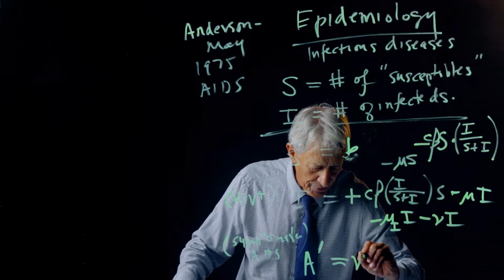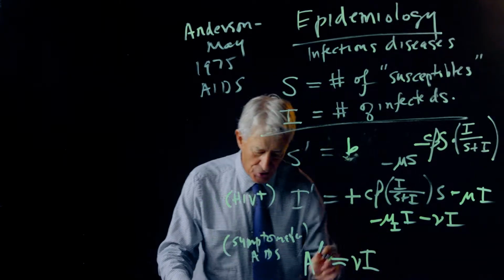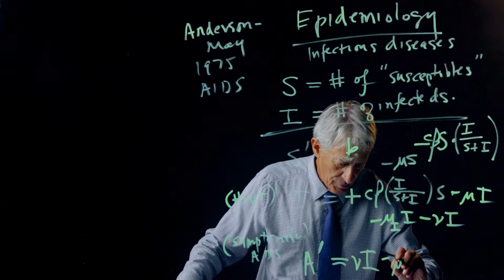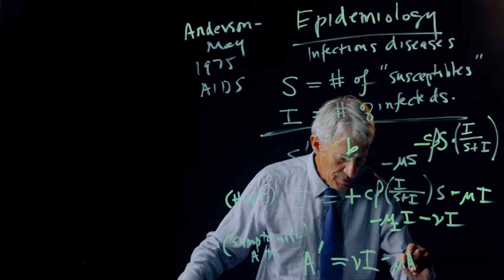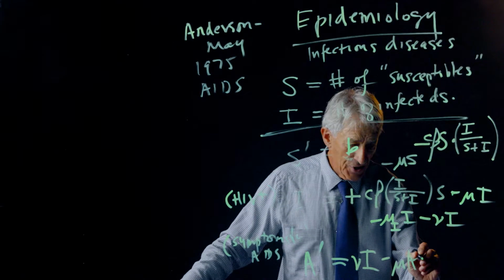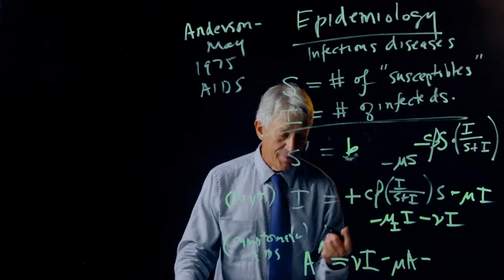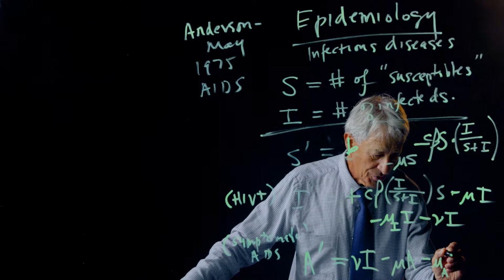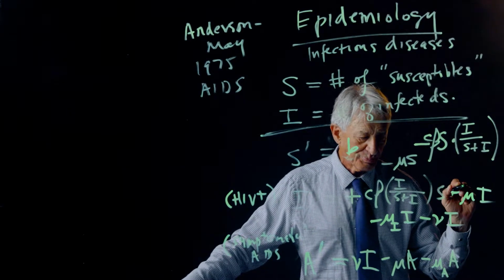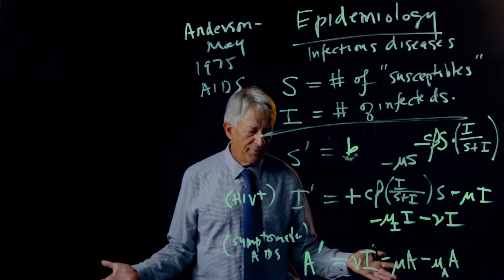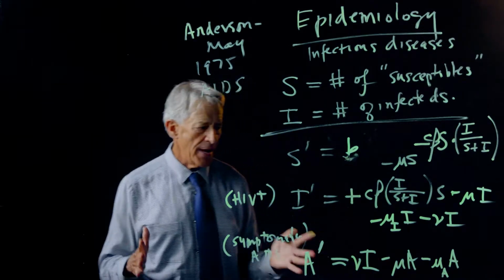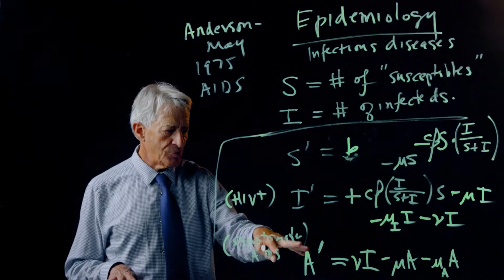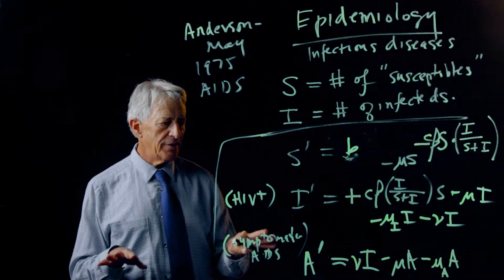So A prime is clearly going to be nu I, the positive term, minus the natural death rate, minus an AIDS-specific death rate, which I'm going to call mu sub A times A. And there is the Anderson-May model for the epidemiologic spread of HIV in a population.